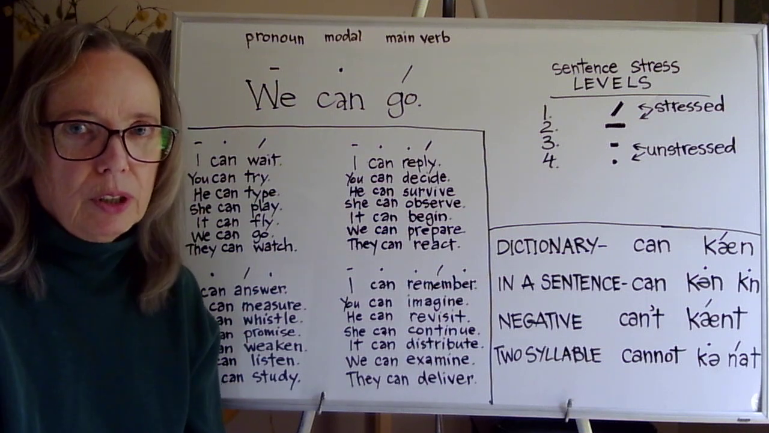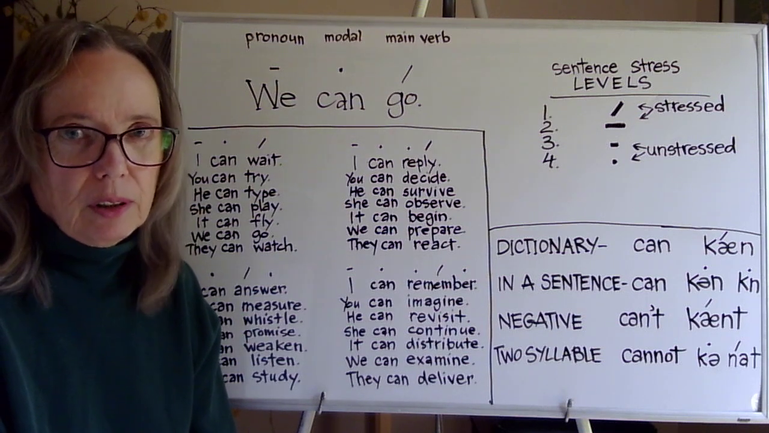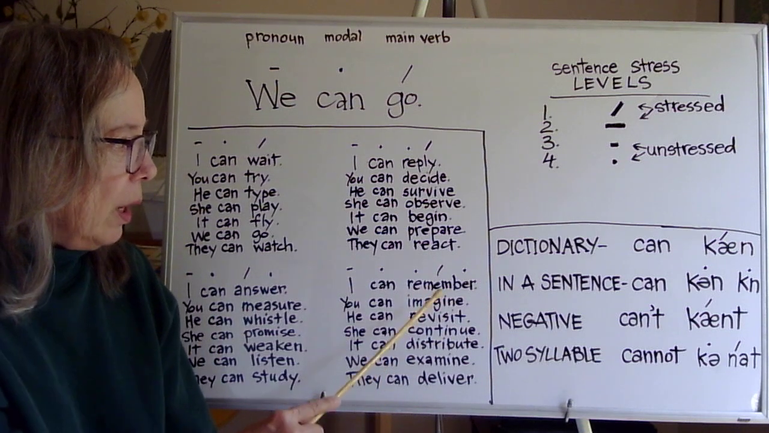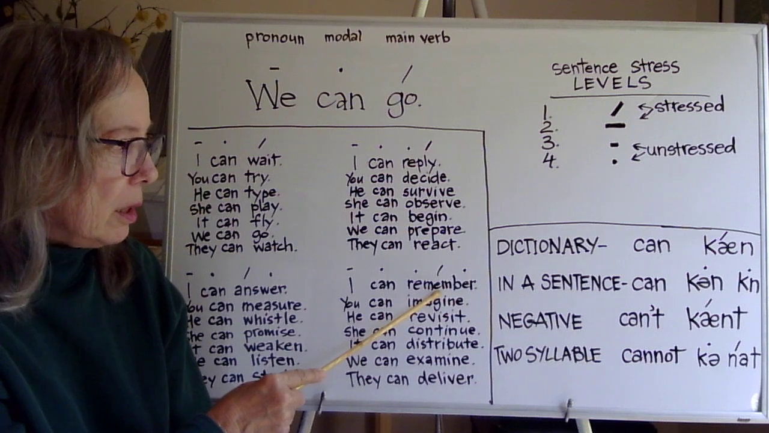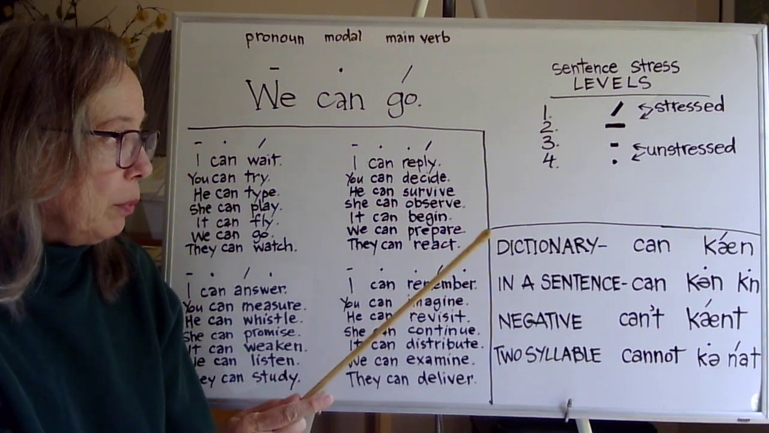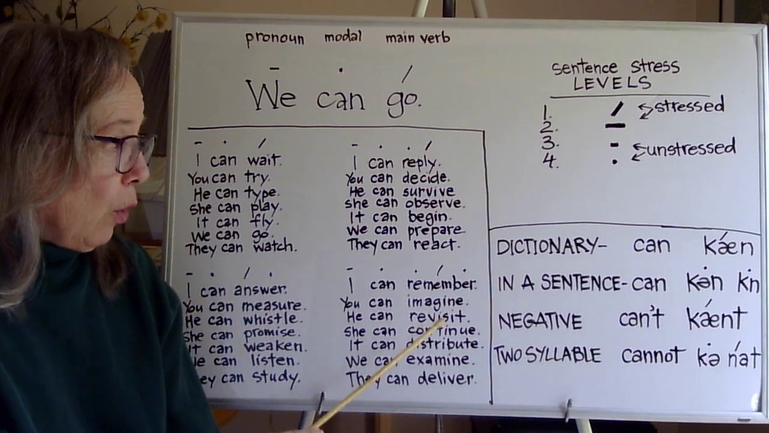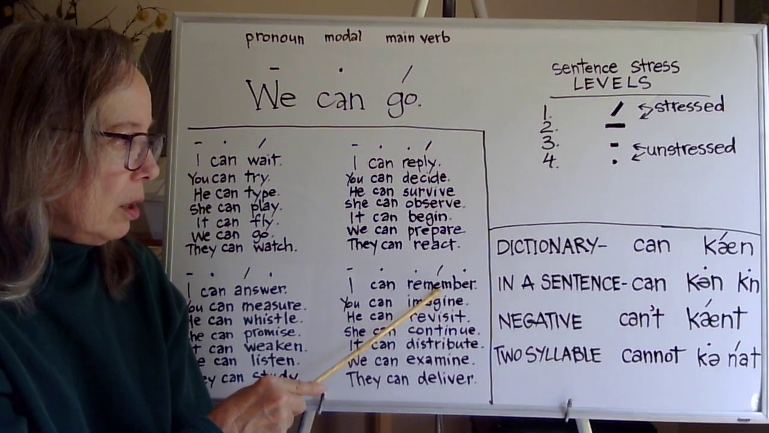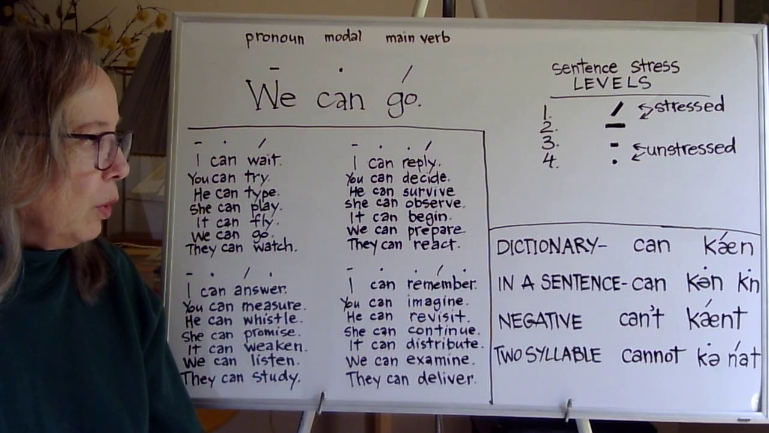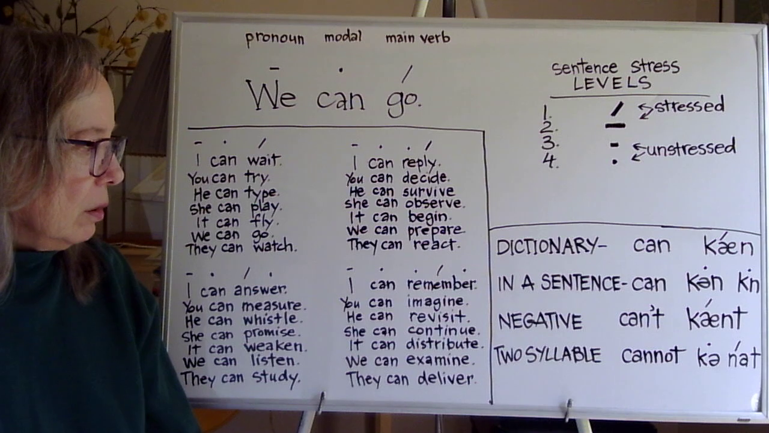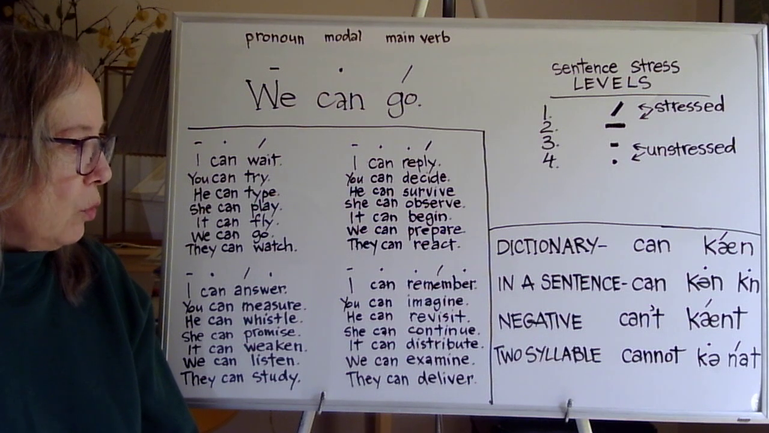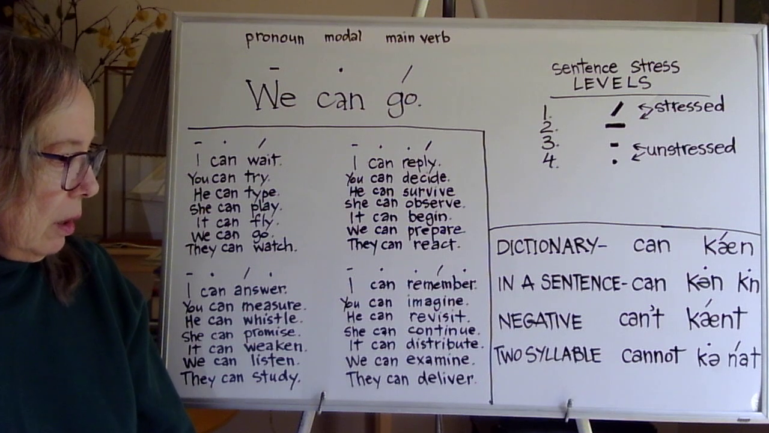And, of course, we can have multiple syllables. And here we have three, where the middle syllable is the primary stress syllable in the word remember. So it will be the strongest stress in the sentence. I can remember. You can imagine. He can revisit. We can continue. It can distribute. We can examine. They can deliver.